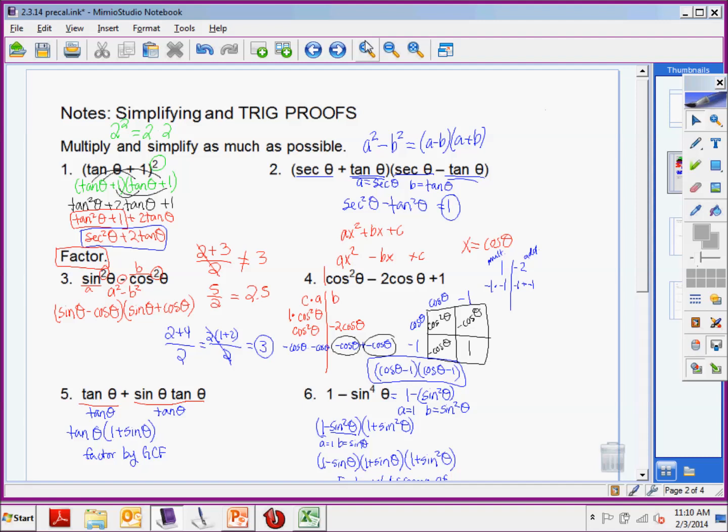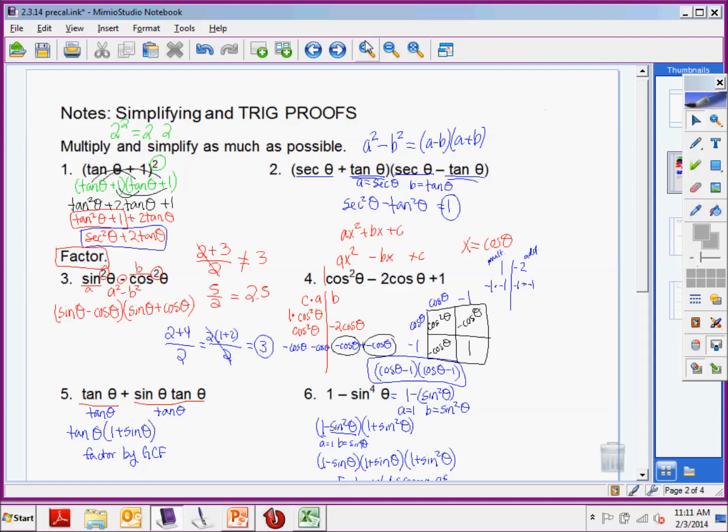On 3 through 6, we talked about factoring. On 3, before we could factor, we identified that this is a difference of squares, so it became a squared minus b squared. In this problem, our a was sine and our b was cosine. When we factored it, we came down to sine theta minus cosine theta and sine theta plus cosine theta.